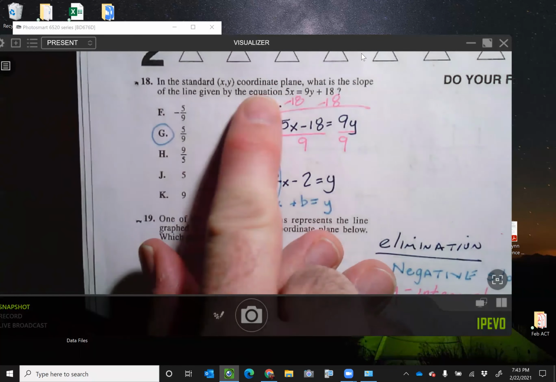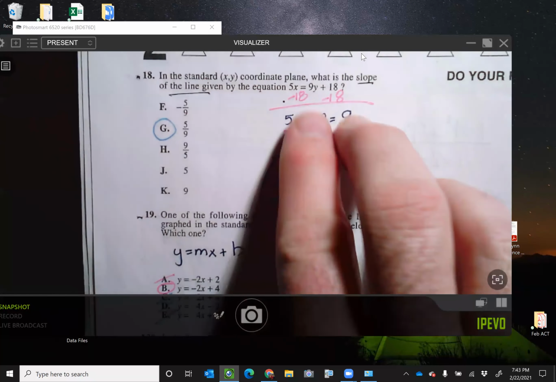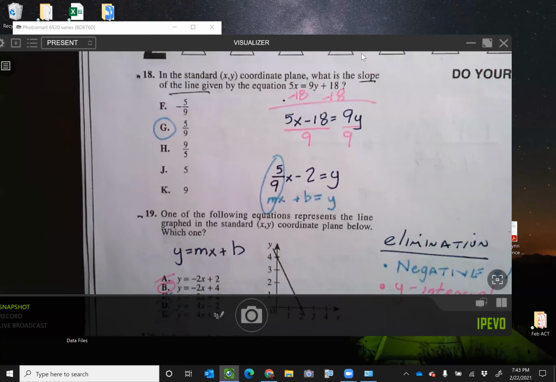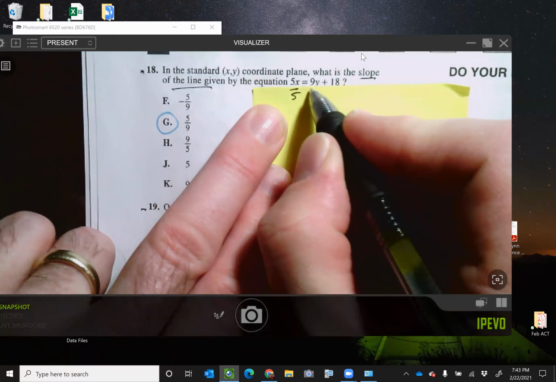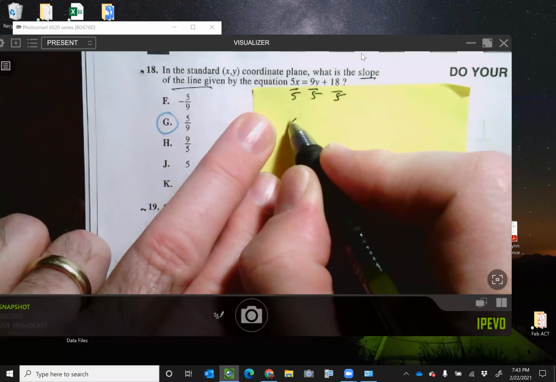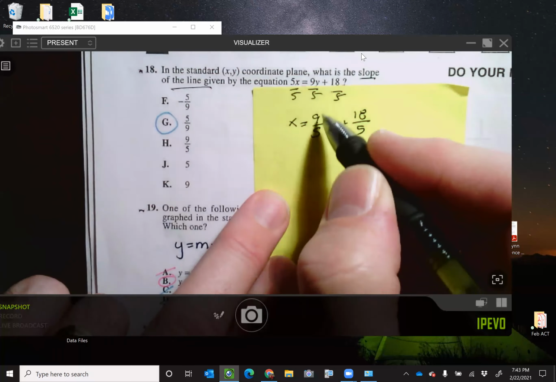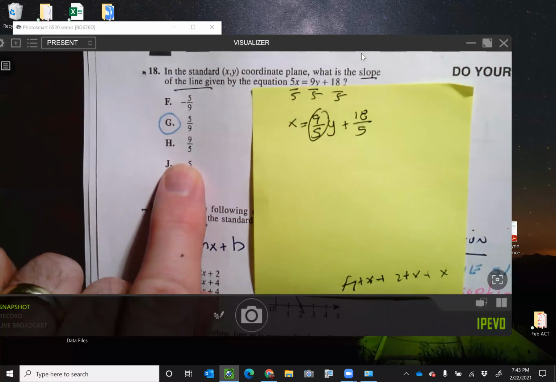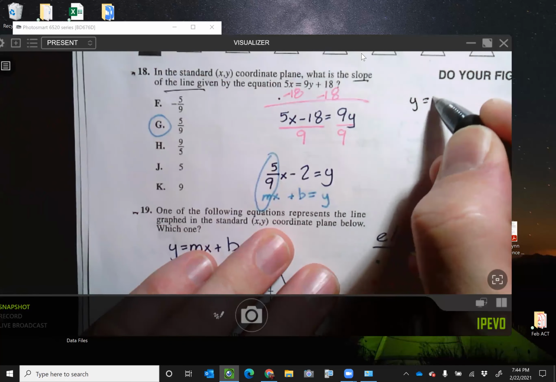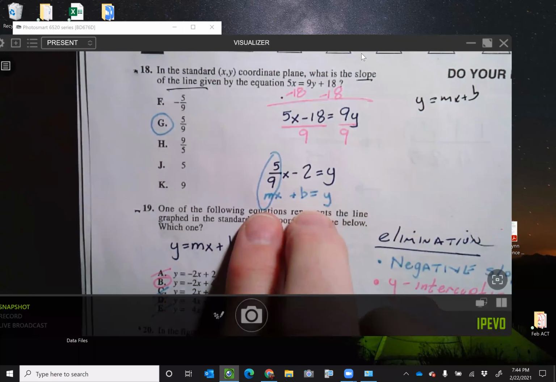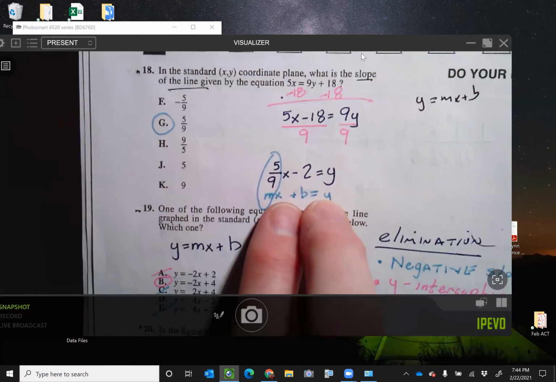So here's a question, number 18. What's the slope of the line given by this equation? Now notice they got it to be 5x equals. I'll bet a lot of people did this: divide by 5, and that gives them x equals 9/5 y plus 18/5. And you might want to say the slope is 9/5, which we happen to see. But remember, it's got to be y equals mx plus b, or as I wrote it down here, mx plus b equals y. I could have gone that route too. And so that's what I did.